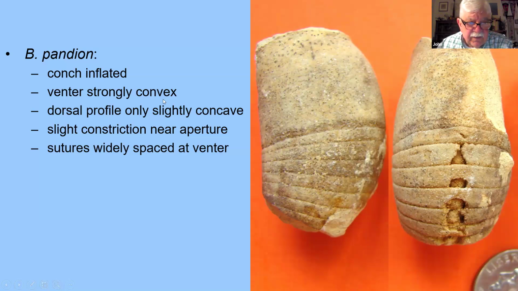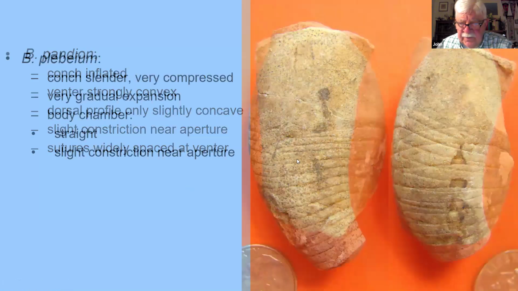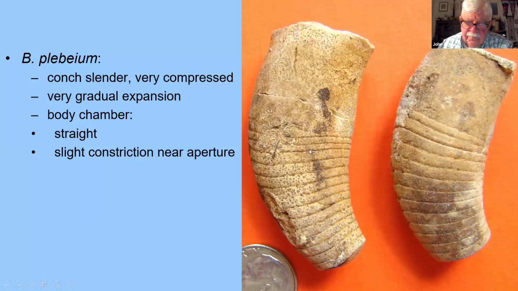Venter strongly convex. You can see that there. Dorsal profile only slightly concave, slight constriction near the aperture, sutures widely spaced at the venter, which is obvious because it curves like that. Here's plebeium. Probably the most common of the Beloidoceras that you would find in all of the units.